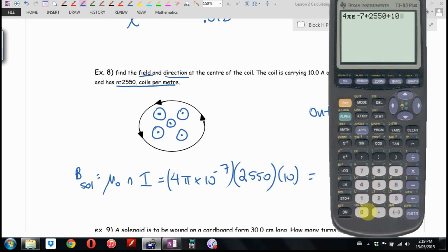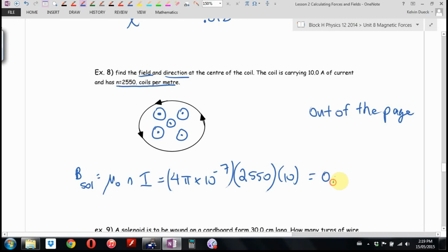Does yours have mu naught programmed in? Oh, cool. Do you get 0.032 Teslas? What if you wanted a magnetic field twice as strong? Either run 20 amps through it, or you have to buy a new solenoid, and your new solenoid would have to be 5,100 turns per meter, if I doubled that correctly. I think I did. Because mu naught's a constant. We can't change that. The permeability of free space.